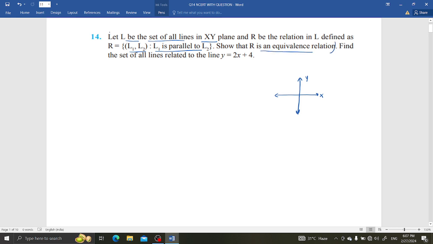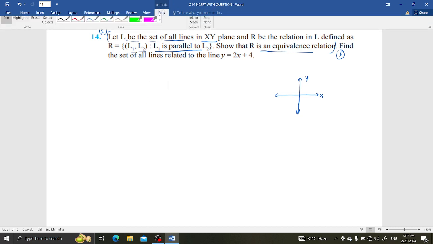Again, in this question, observe it has two parts. This is the first, A part, and this is the B part. Find the set of all lines related to the line y equal to 2x plus 4. Seen continuously in questions 12, 13 and 14, we need to show that it is an equivalence relation. After showing the equivalence relation, we need to find the class of the given element also. In the board exam, it is guaranteed that if the question comes for 5 marks, then they will ask to show equivalence relation as well as to find the equivalence class.